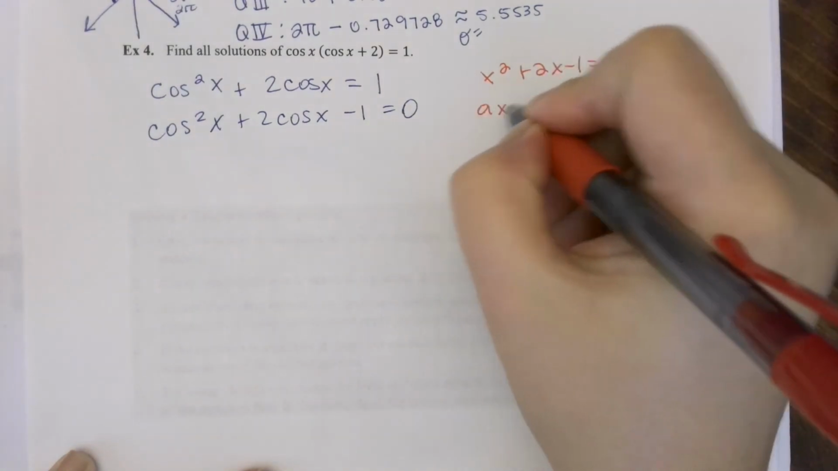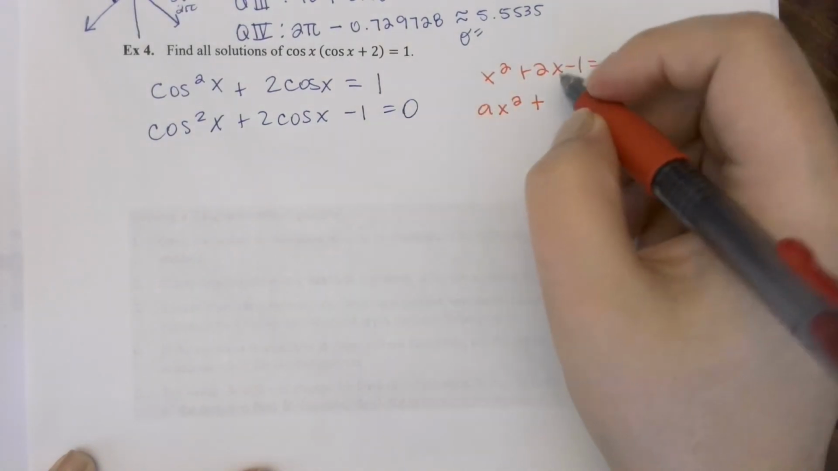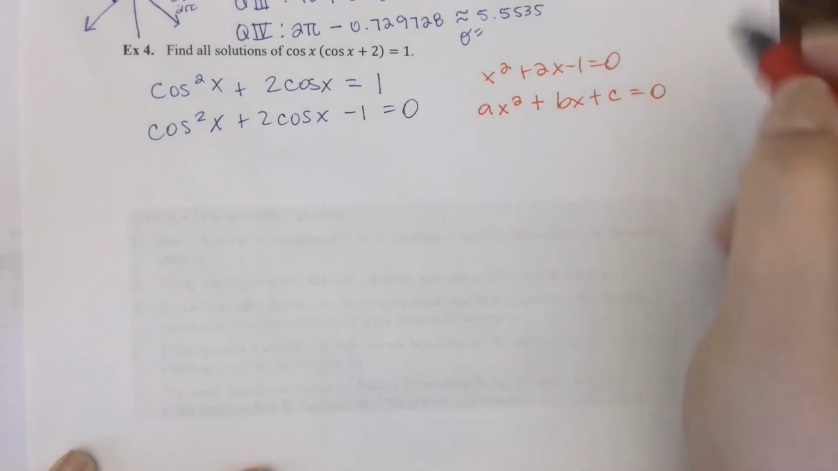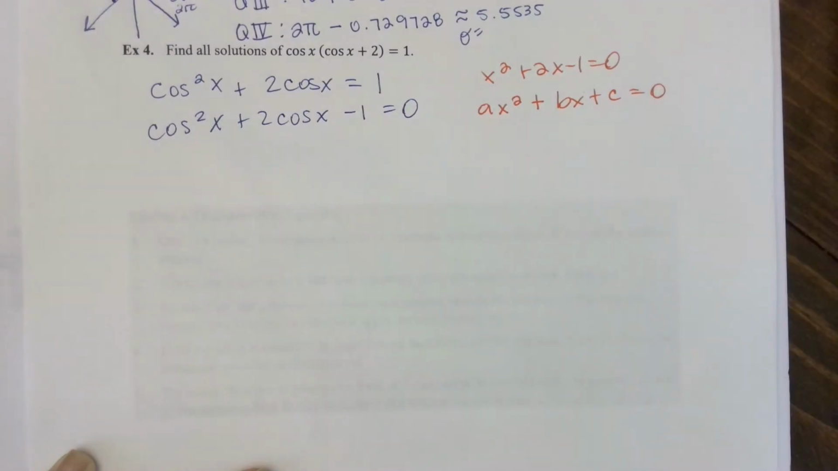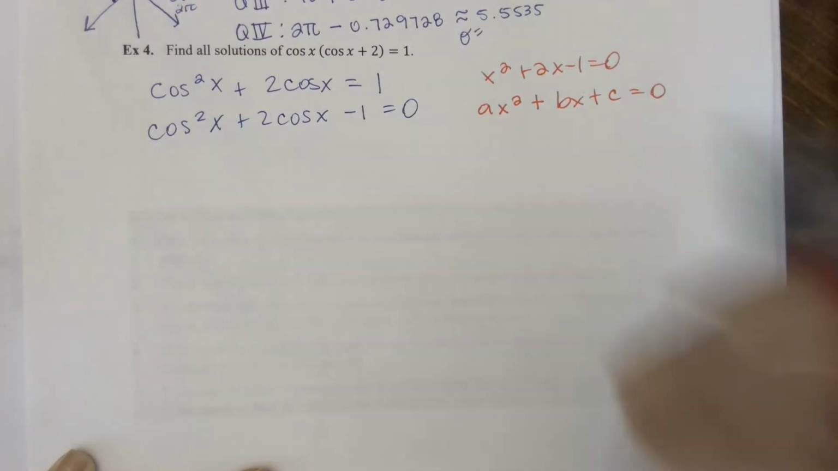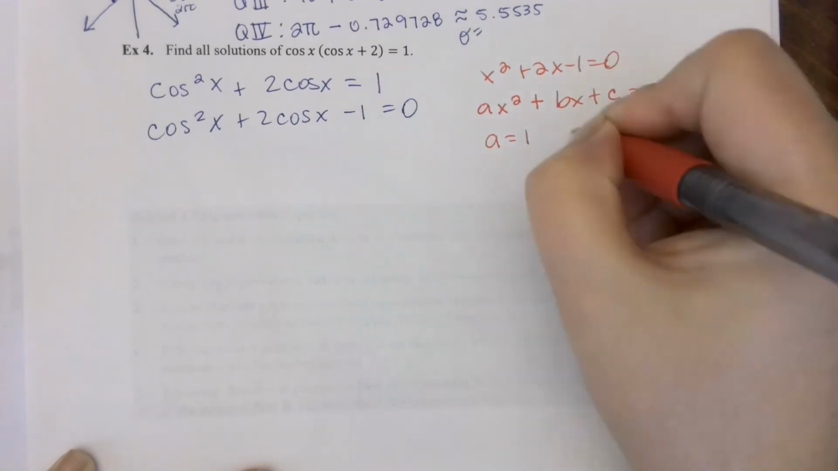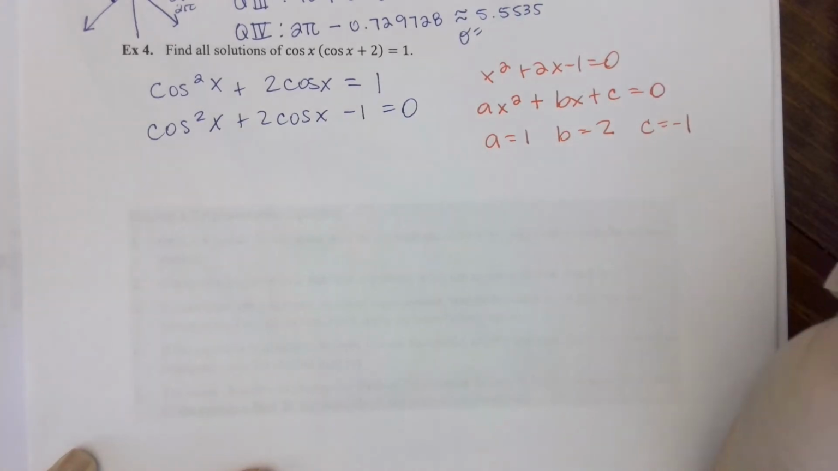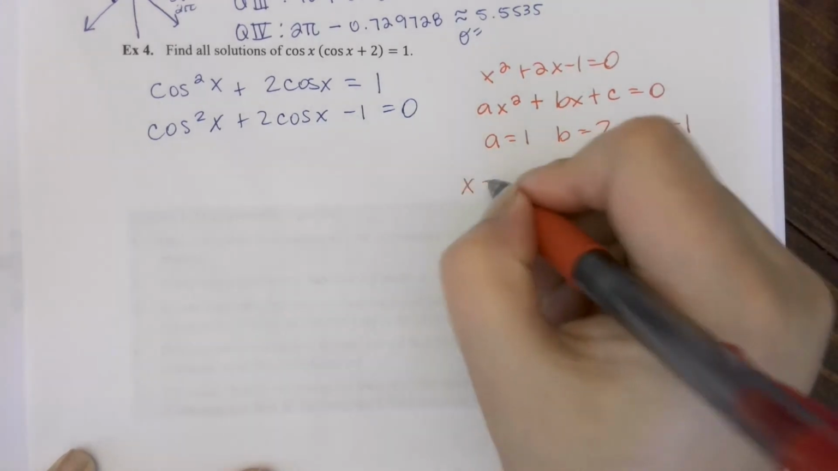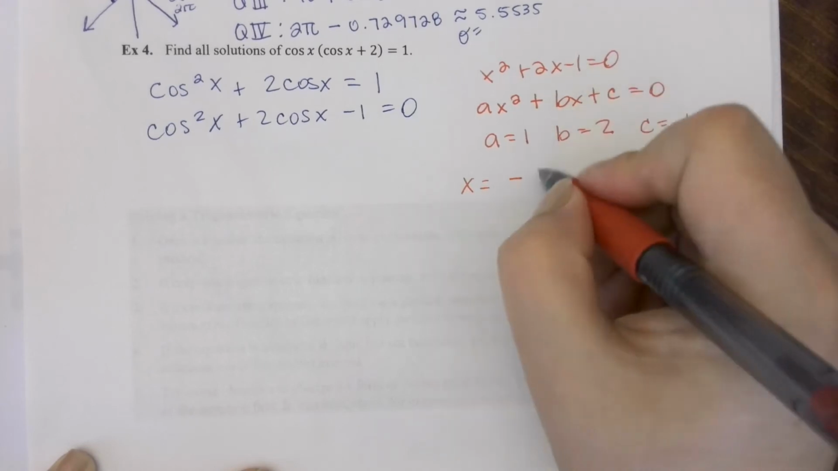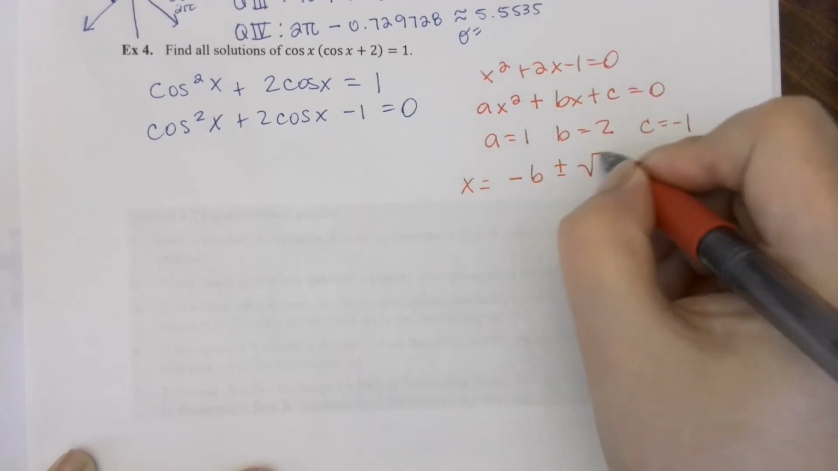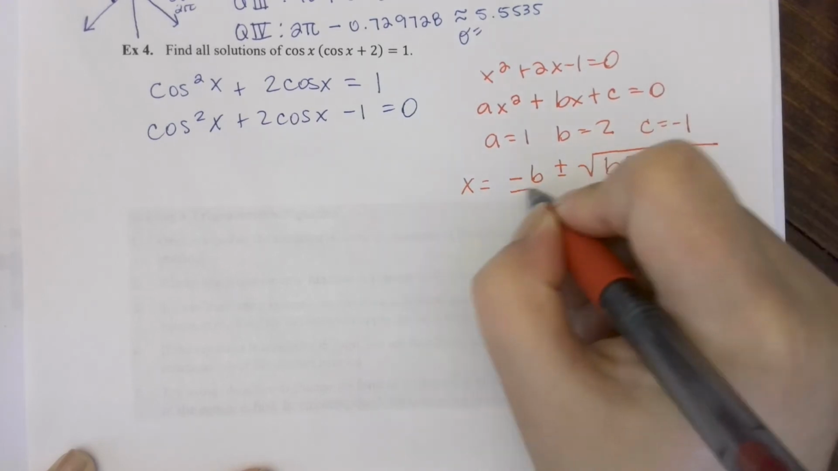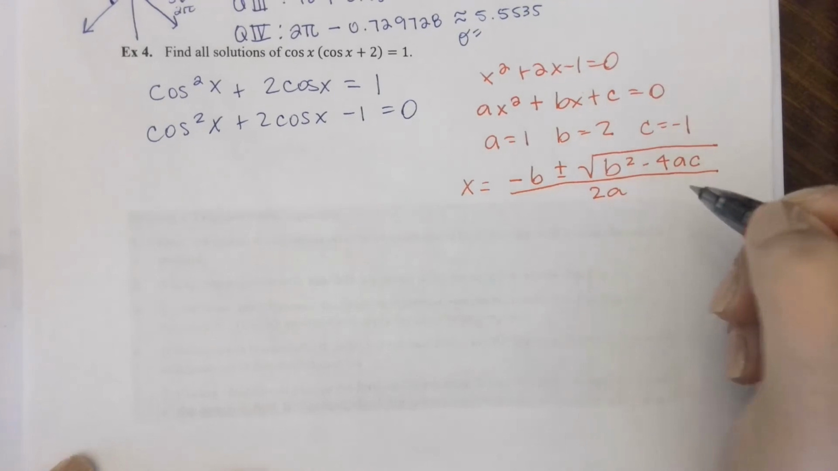Okay, so remember the standard form for a quadratic is ax squared plus bx plus c equals 0. So make sure you have it set equal to 0 before you find a, b, and c. So here we have a is equal to 1, b is equal to 2, and then c is equal to negative 1. And then the quadratic formula is x equals negative b plus or minus the square root of b squared minus 4 times a times c all over 2 times a.